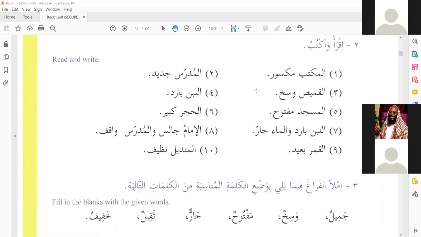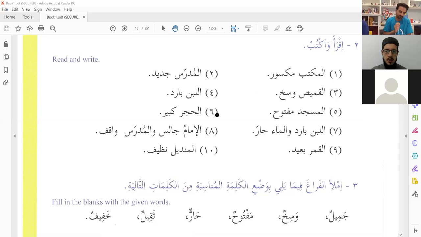المسجد مفتوح. Excellent work. Yes. Al-masjidu maftuhun. Back up to the Sayyid family. Muhsin, can you do number 6? Al-hajaru kabirun.